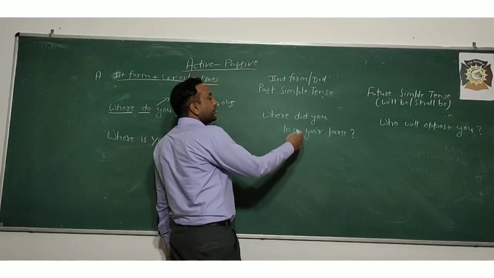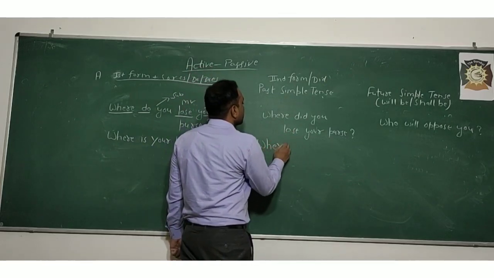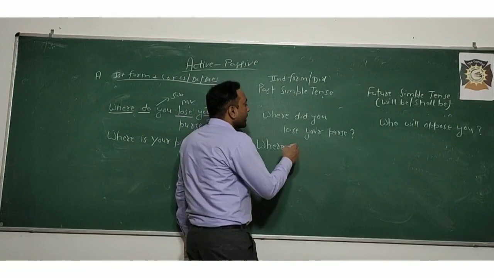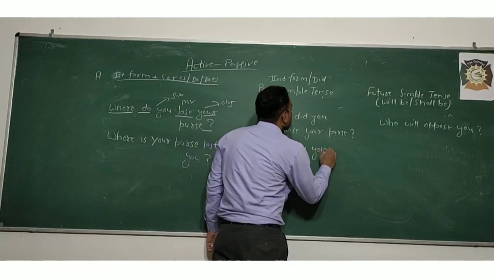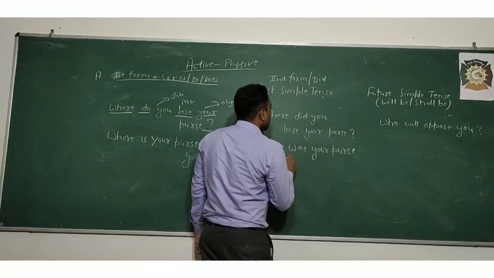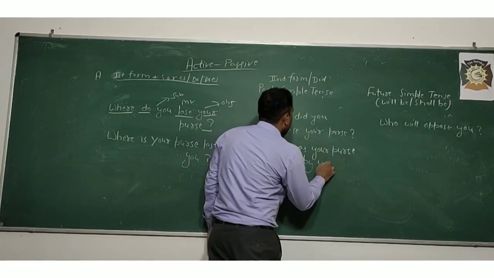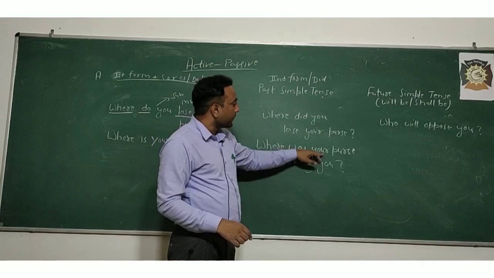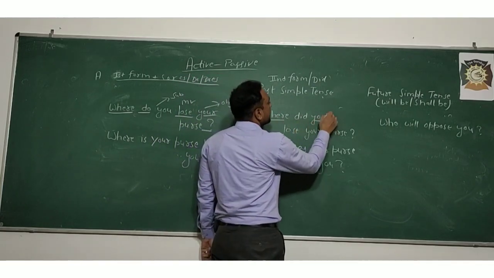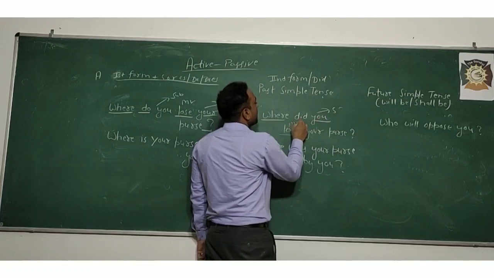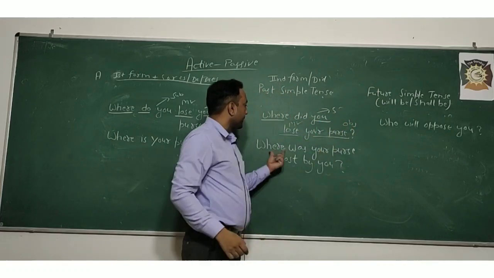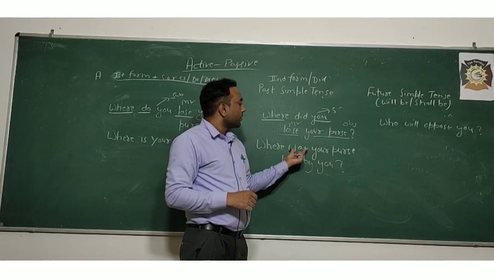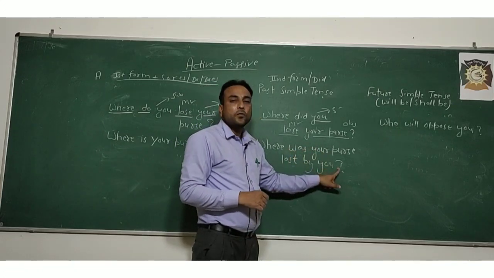The next is, where did you lose your purse? So where again remains as it is. Where did indicates that this is past simple tense, and the helping verbs are was and were. Where was your purse? Your purse lost by you, and at the end a question mark. Listen to me, why are we using the helping verb before the subject? Because again WH remains as it is. This is the subject, this is the main verb, and this is the object. So the object here becomes the subject. Where your purse? Your purse is singular. Singular with singular we will use was. So we will use was before the subject so that we can put the question mark.